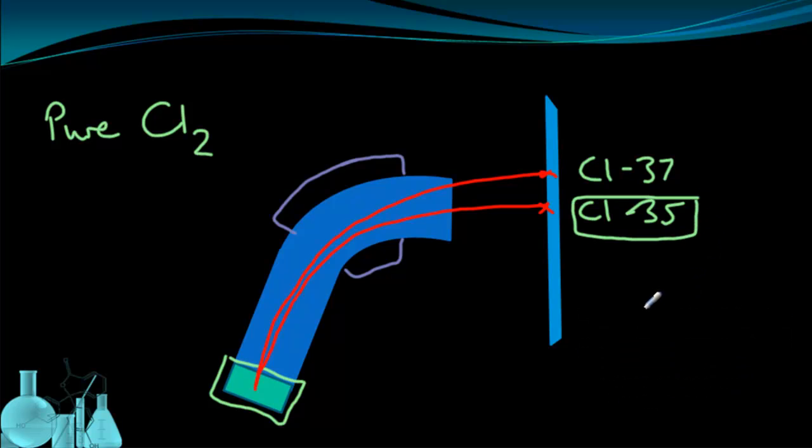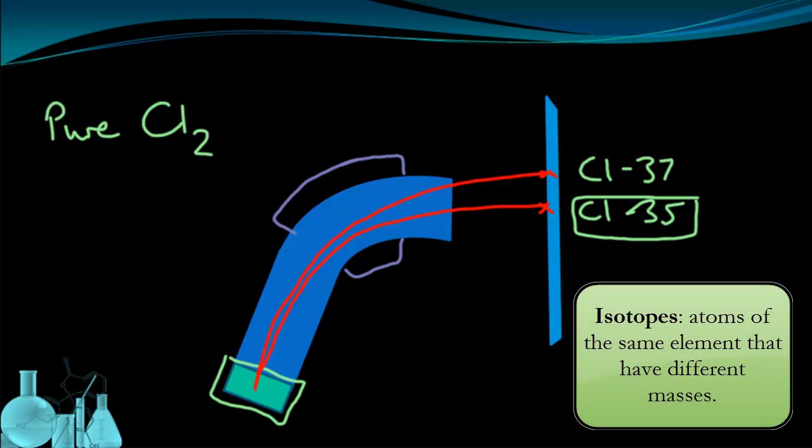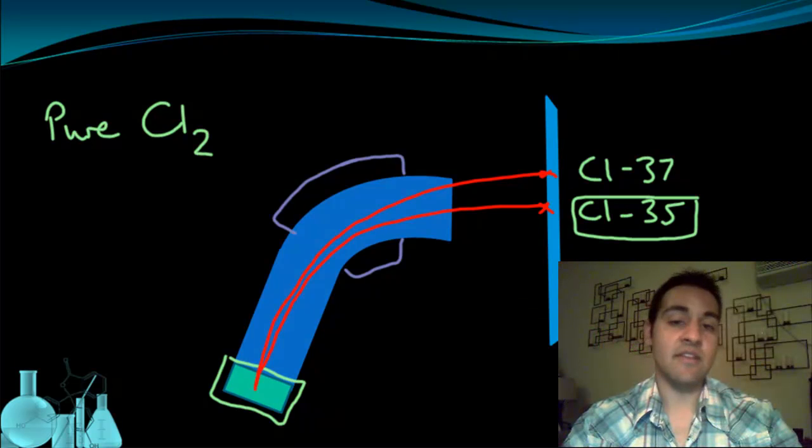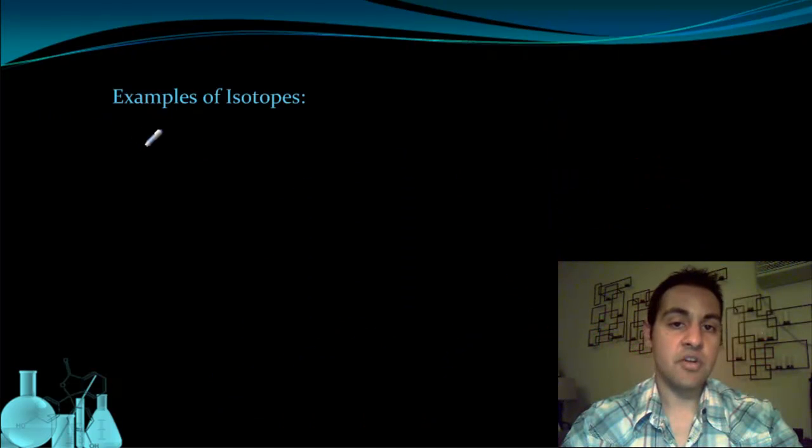Atoms of the same element can be different from each other. We've established that they have different masses, and we have a name for that. Atoms of the same element that have different masses are called isotopes. So let's look at some examples of isotopes. Let's look at carbon. Particularly, we're going to look at the nucleus of carbon atoms.